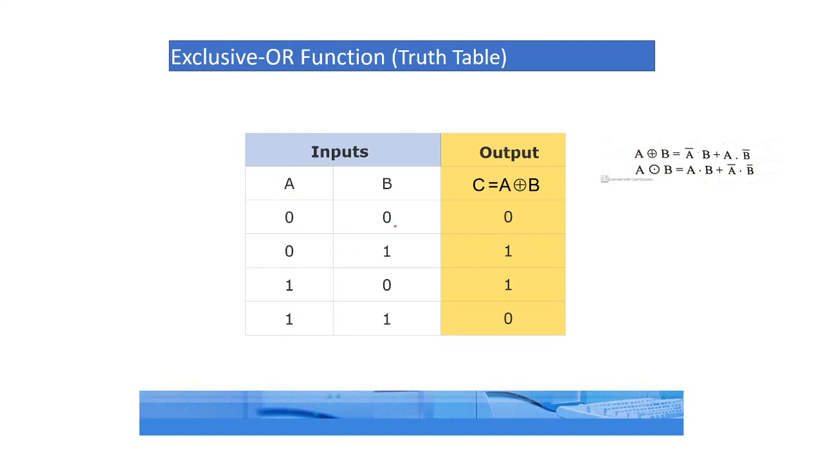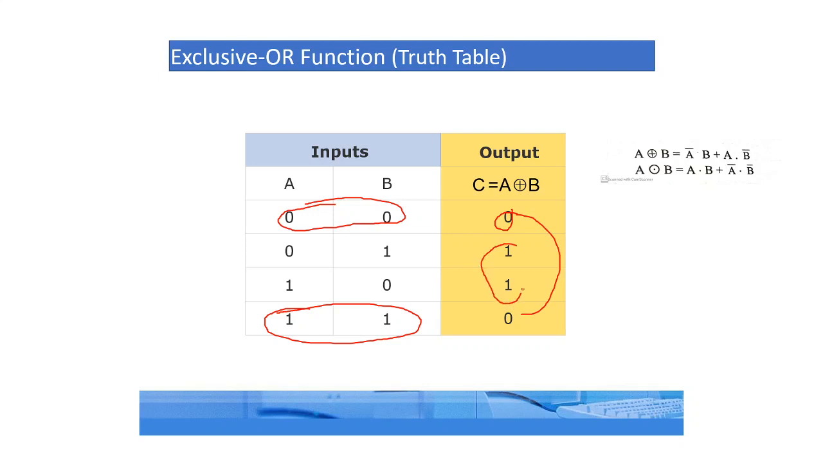This one is the truth table for the exclusive OR gate. In the exclusive OR gate, the output is 0 when both the inputs are 0 or both the inputs are 1. When both the inputs are either 0 or 1, then the output is 0, otherwise the output is 1. So this one is the truth table for the exclusive OR gate.